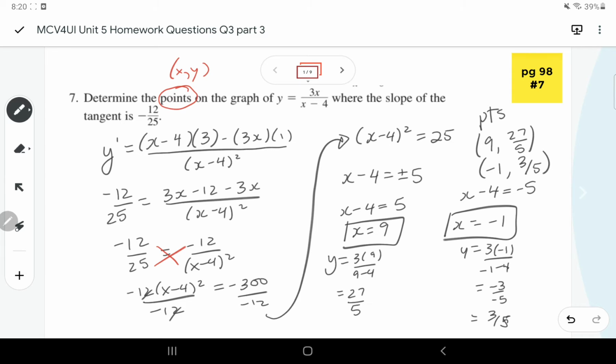So if it just says find the x values, you could stop after the x equals 9 or negative 1. But if it says points, that always means the coordinate pair.